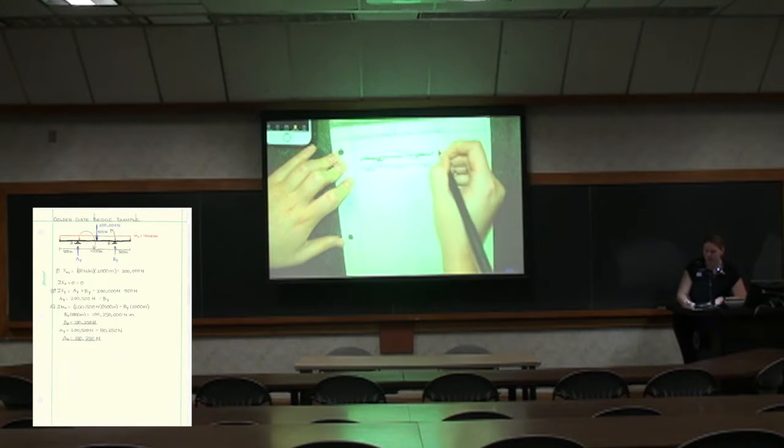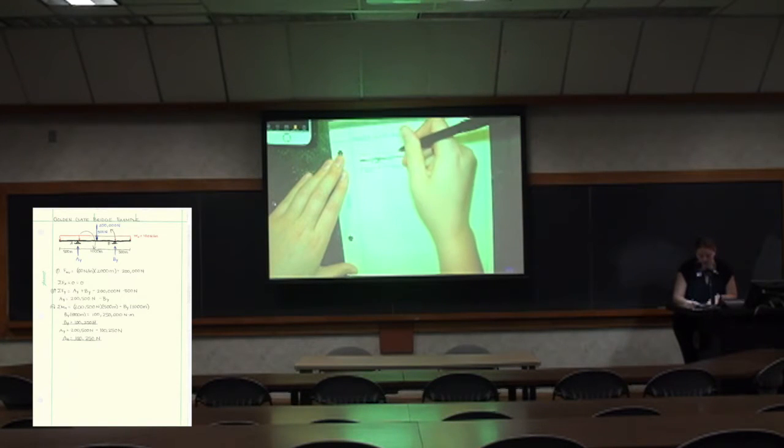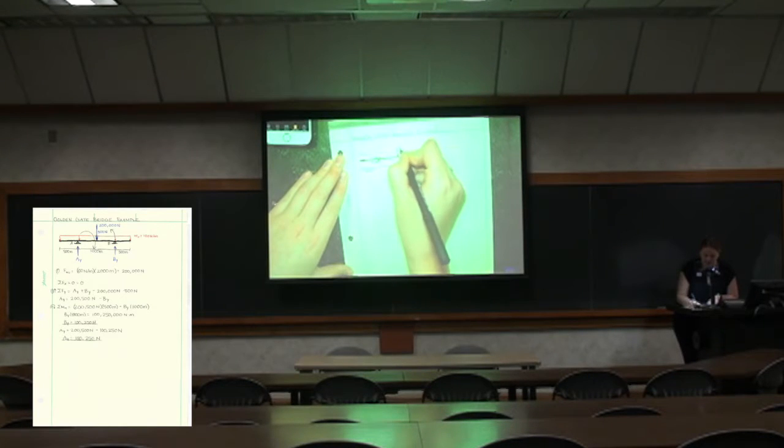And this distributed load has a magnitude of WU, which is going to equal 100 newtons per meter. Now we're also going to look at a 500 Newton car placed directly at the center span of the bridge. So right at the center we have a point load of 500 newtons.